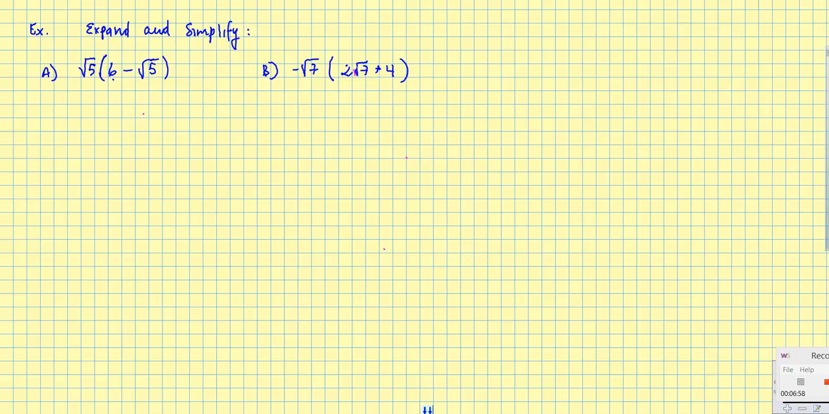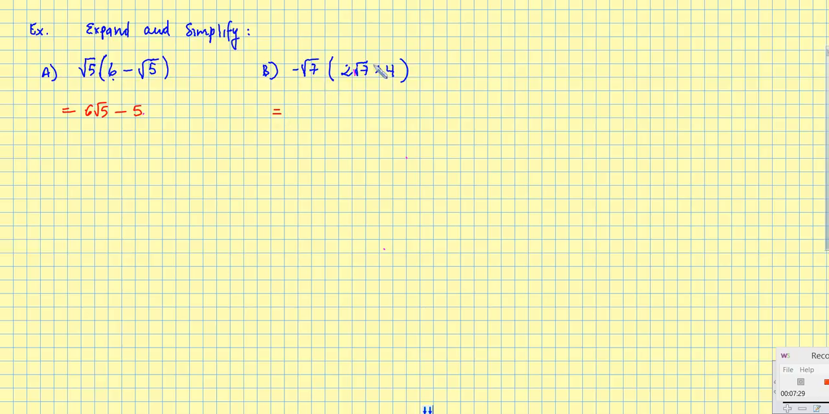going over more examples. So let's expand and simplify, for example, root 5 times 6. Well, that'll give us 6 root 5. And if I have root 5 times root 5, the answer is just 5. Or root 5 times root 5 gives us root 25, which when simplified is 5. Let's take a look at the next one.